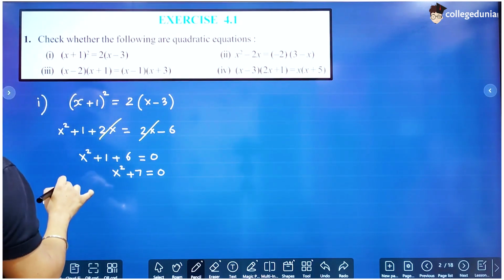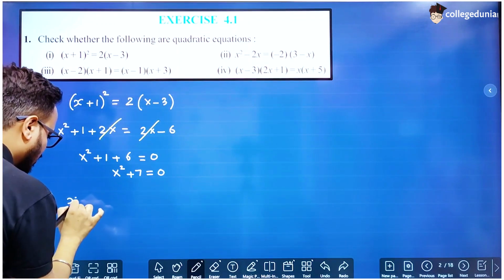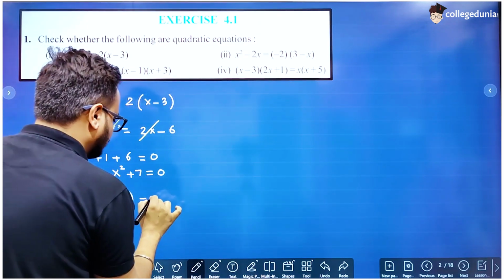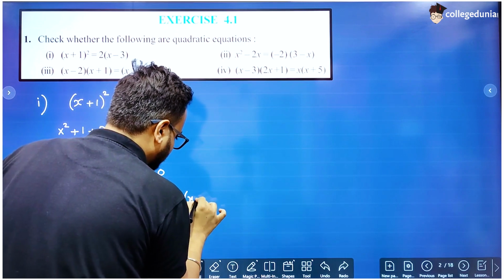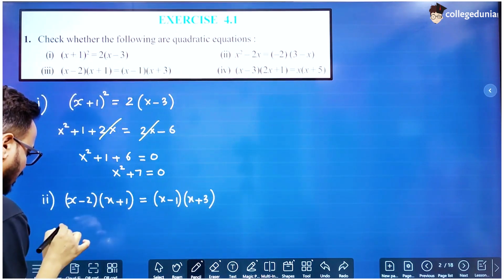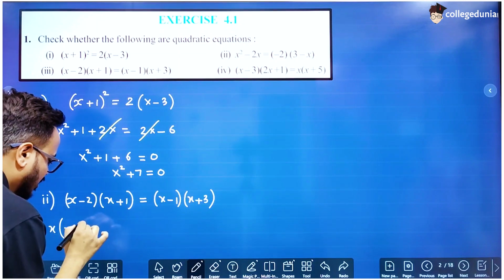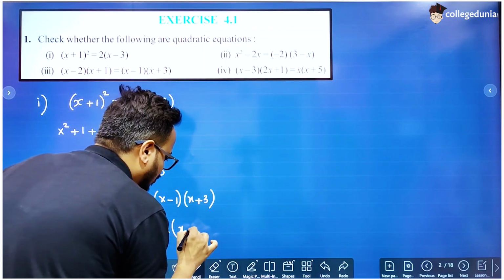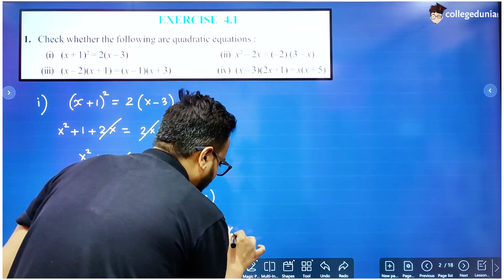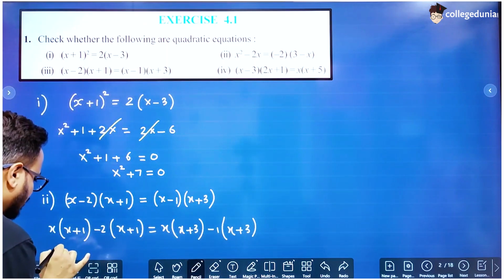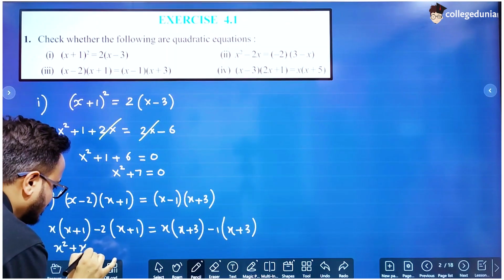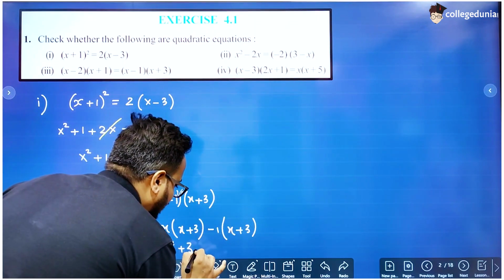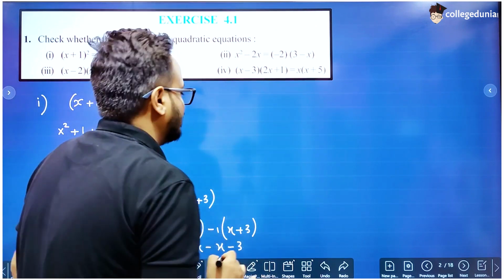Number 2. Let's solve this part. Now let's multiply these two. x into x plus 1 minus 2 into x plus 1 equal to x into x plus 3 minus 1 into x plus 3. So this is x square plus x minus 2x minus 2 equal to x square plus 3x minus x minus 3.